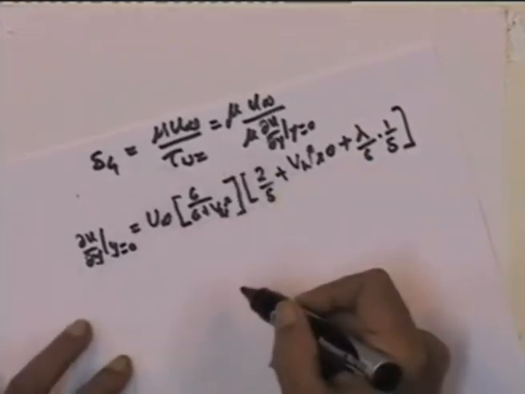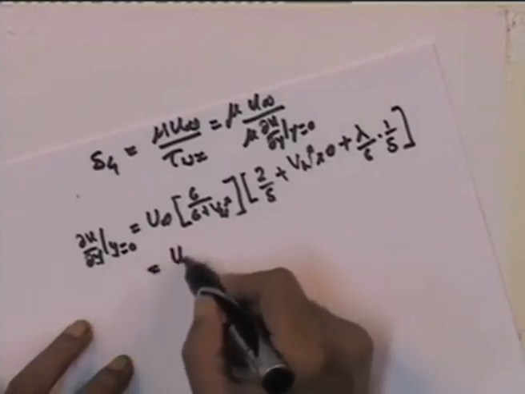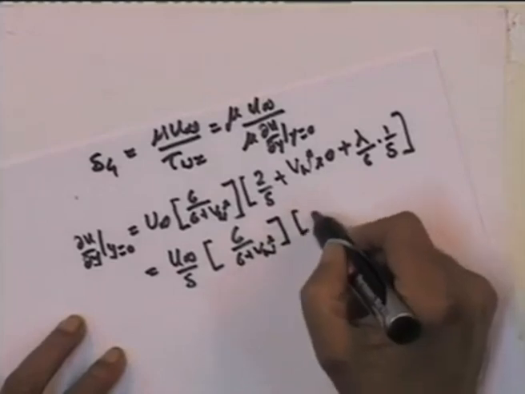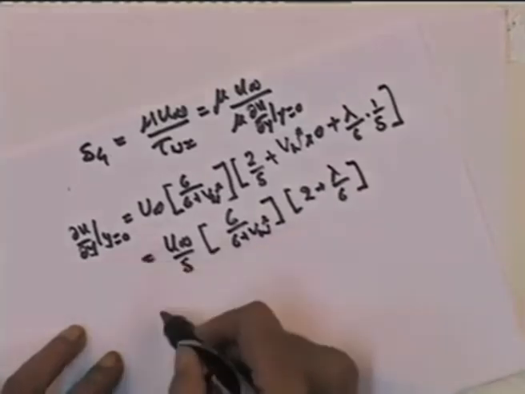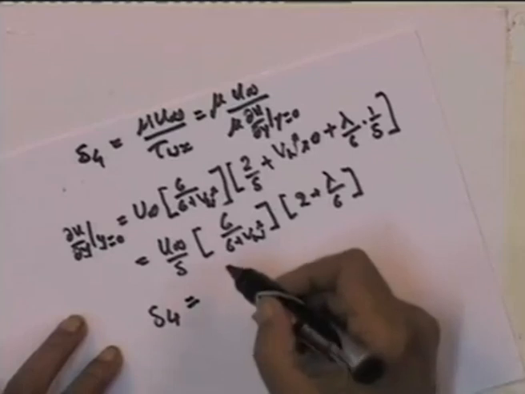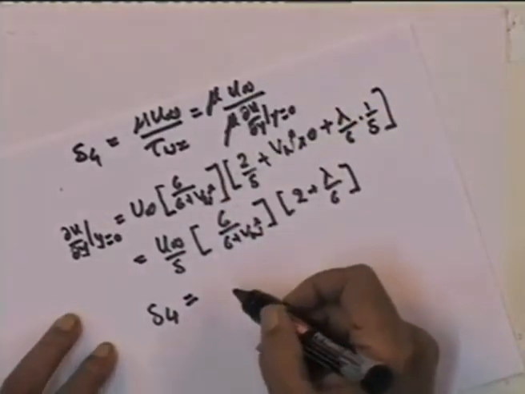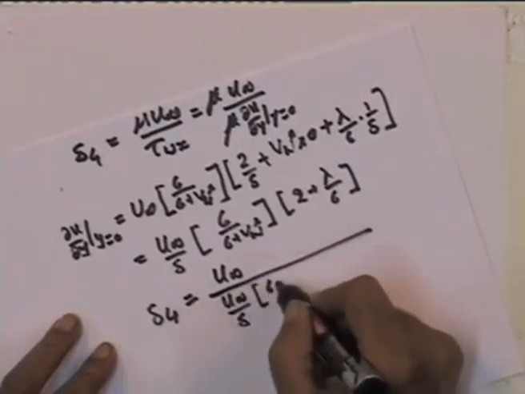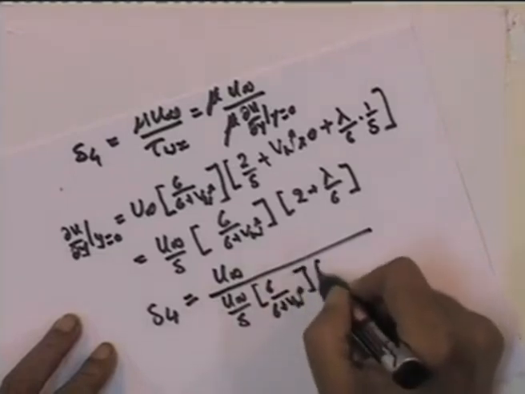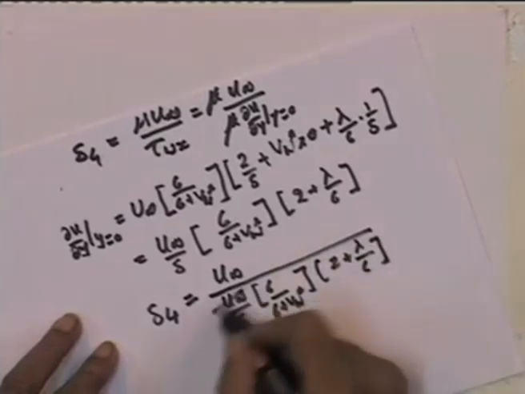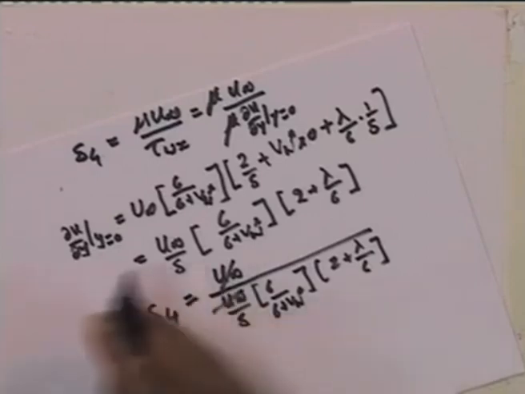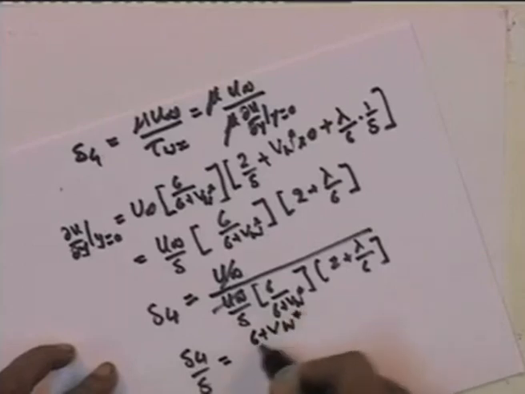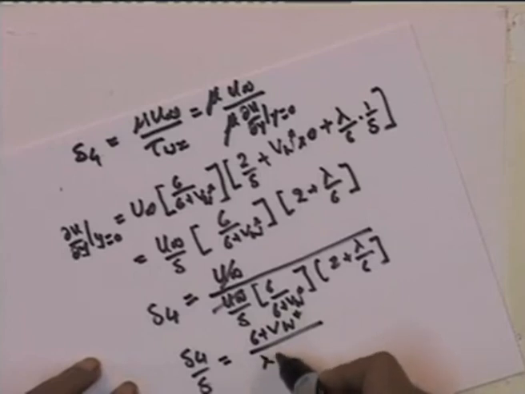Is that right? So, you will see then if I take delta common, I will get this as u infinity by delta into 6 over 6 plus v w star into 2 plus lambda by 6, and therefore, delta 4 will become equal to mu gets cancelled here, and u infinity divided by u infinity by delta into 6 over 6 plus v w star into 2 plus lambda by 6, and therefore, this and this get cancelled, and delta 4 by delta will read as what I have shown there, 6 plus v w star over lambda plus 12.